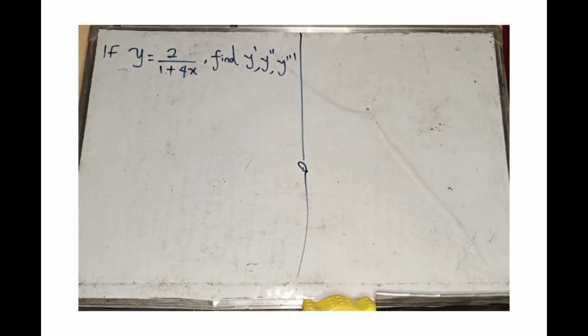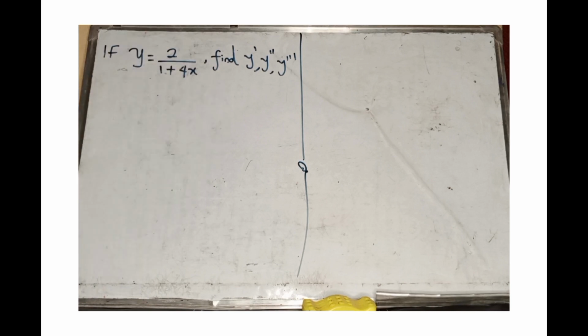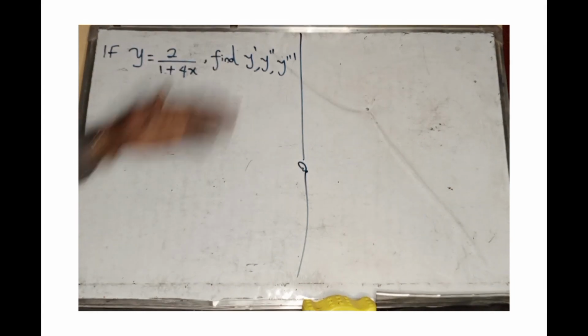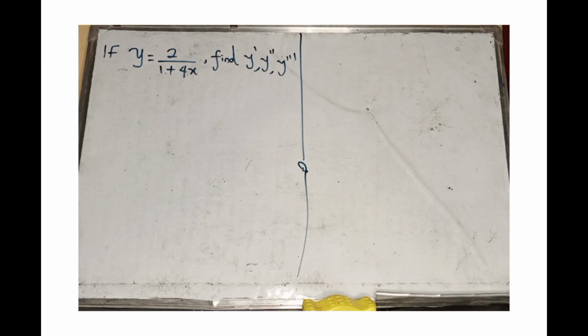So we have a question here to be solved that says if y is equal to 2 divided by 1 plus 4x, find the value of y prime, then y prime prime, and y prime prime prime. You see, this is the first derivative, this is the second derivative, and this is the third derivative, consecutively. And from the setting of the question, we all have to know that it is the chain rule.